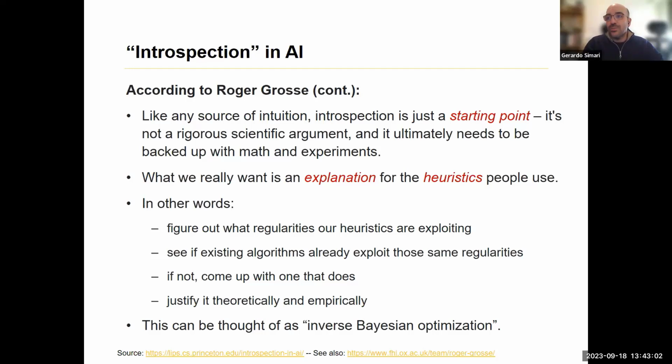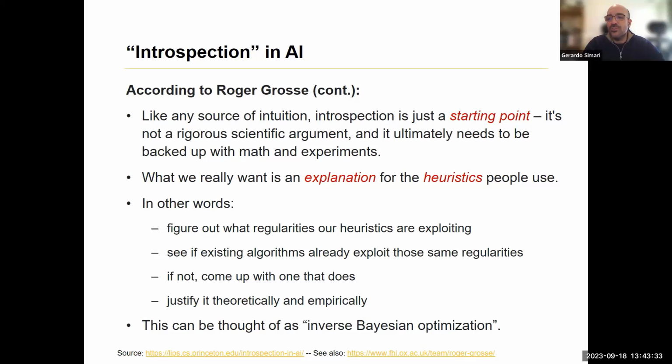So continuing with his analysis, he says, like any source of intuition, introspection can be seen as a starting point. It's not a rigorous scientific argument or methodology, but it ultimately needs to be backed up with experiments or with theoretical analyses that can provide guarantees. And what we really want with this kind of work is an explanation for heuristics that people use.